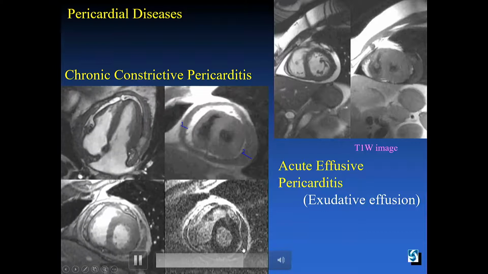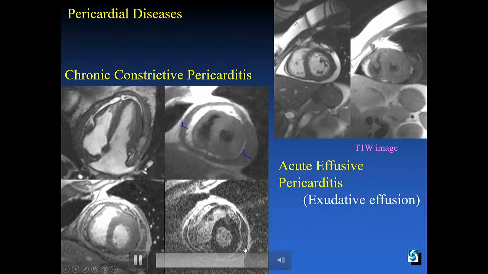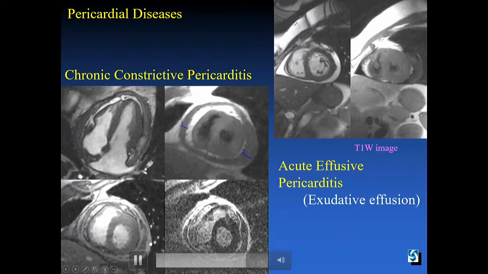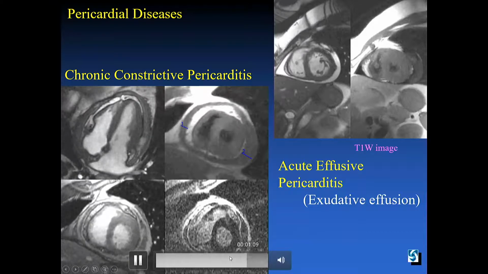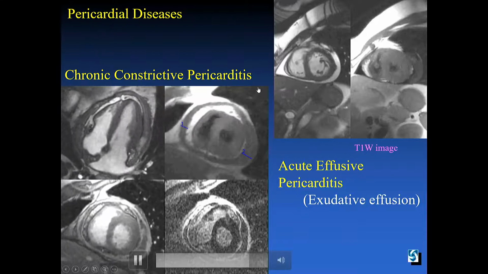And in between, there's basically non-mobile fluid, or also even some debris materials or fibrinoid materials in the pericardial space. So this is a classic case of chronic constrictive pericarditis.